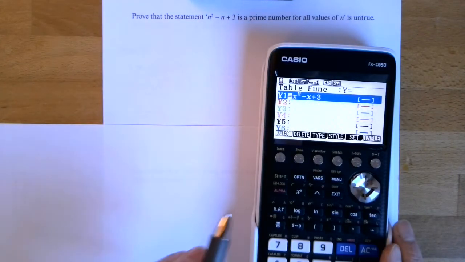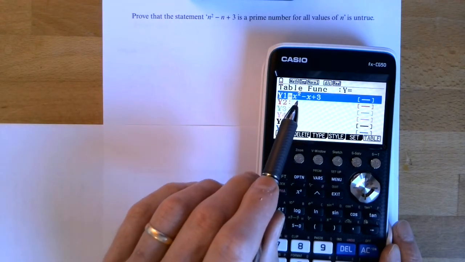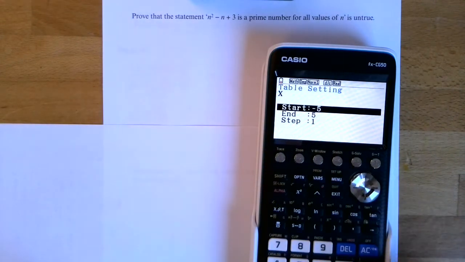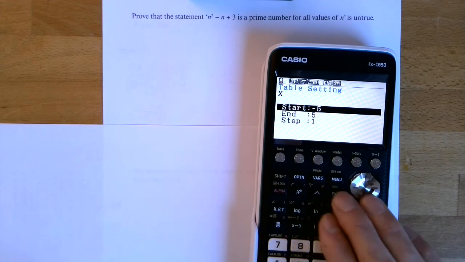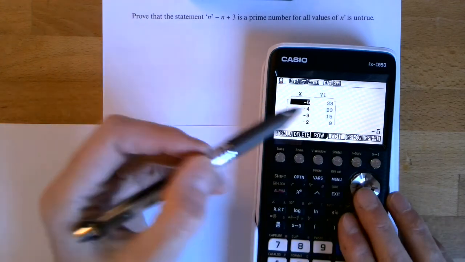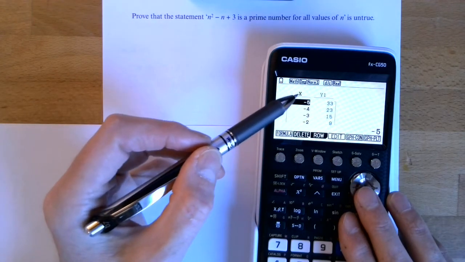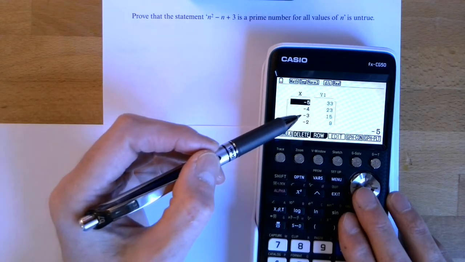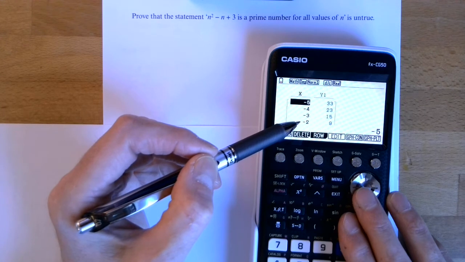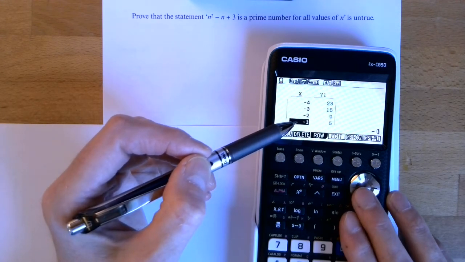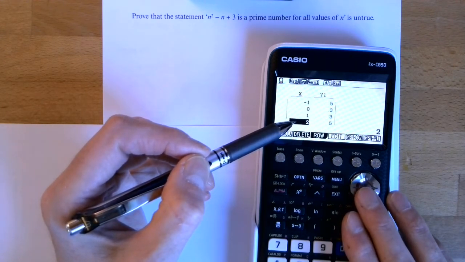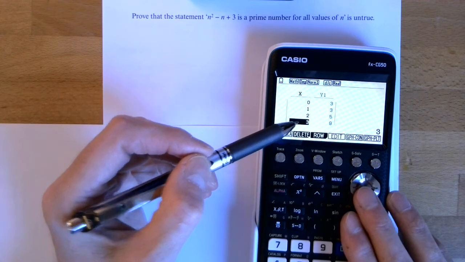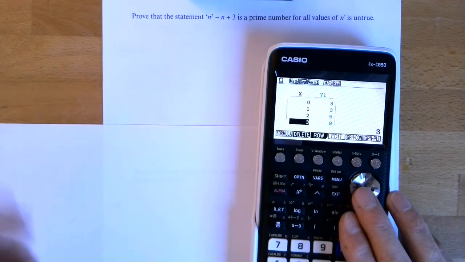Okay, so I used the table function. I entered it and tried values from -5 to 5, and I found that when n is -5, you don't get a prime number. When n is -3, you don't get a prime number. When n is -2, you don't get a prime number. When n is 3, you don't get a prime number. So I'll use that one.